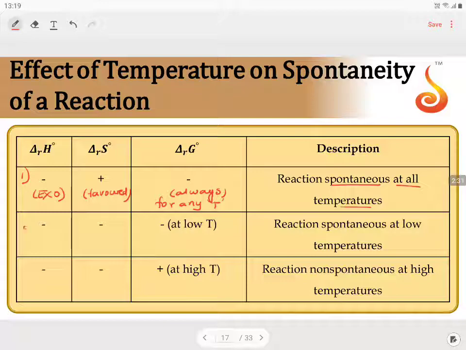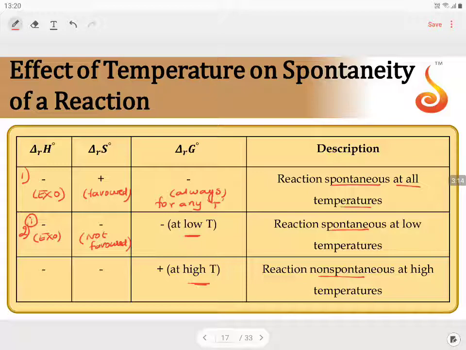But if you take case 2, the same exothermic reaction, where entropy is not favored, at low temperatures we end up with delta G negative, and at high temperatures we end up with delta G positive. This indicates the reaction is spontaneous at low temperature and becomes non-spontaneous on increase in temperature. So all such exothermic reactions become non-spontaneous at high temperatures.